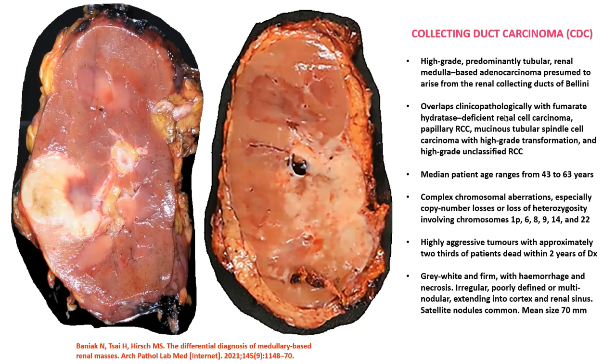These overlap clinicopathologically with a few other types of RCC, in the form of fumarate hydratase deficient RCC, papillary RCC, and mucinous tubular and spindle cell RCC with a high-grade transformation. These are highly aggressive tumors, and approximately two-thirds of the patients are dead within 2 years of diagnosis. They usually have a gray-white to firm and hemorrhagic, necrotic appearance with very ill-demarcated borders, unlike the well-circumscribed pseudo-encapsulated border that you see in the case of clear cell RCC or papillary RCC. You don't have circumscription over here. You have infiltration of the adjacent renal parenchyma.